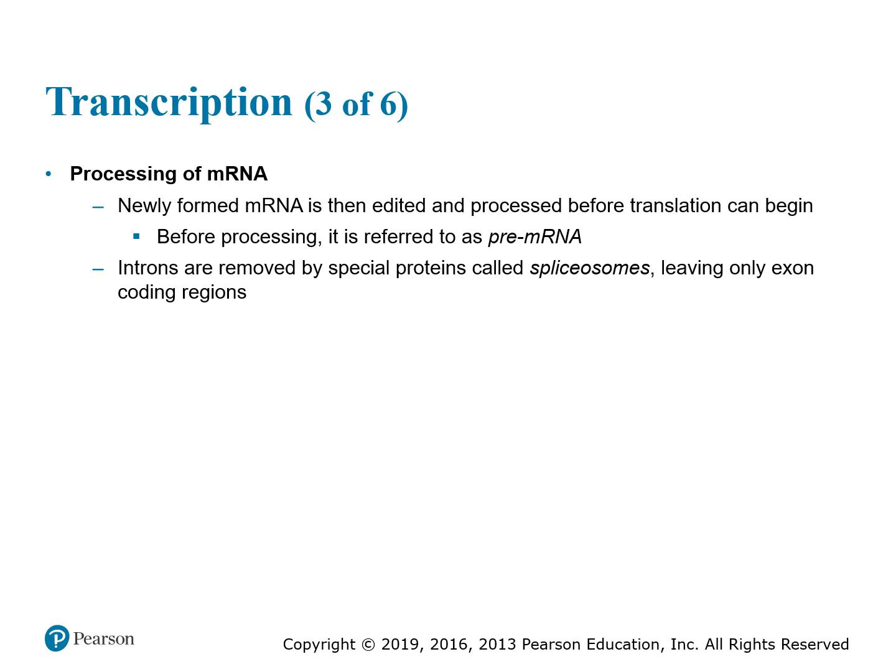So this is occurring in the nucleus. Before it can leave the nucleus, the mRNA transcript needs to be processed. So it is edited. Before then it is referred to as pre-mRNA. You need to remove the introns. So the RNA polymerase doesn't actually know what's an exon and what's an intron. It just codes everything. It makes a transcript of everything. Well, you need to remove those introns with special proteins called the spliceosome, leaving only the exon coding regions.